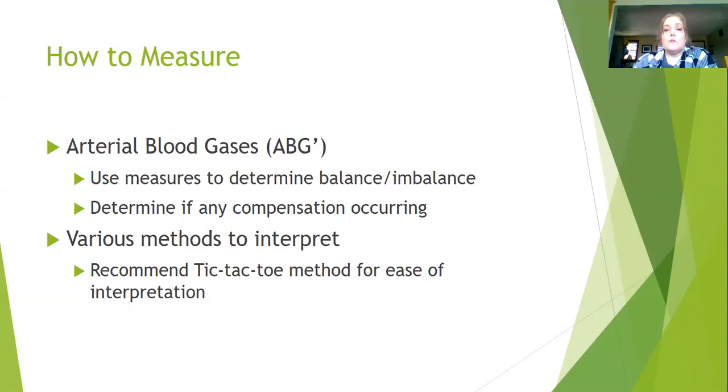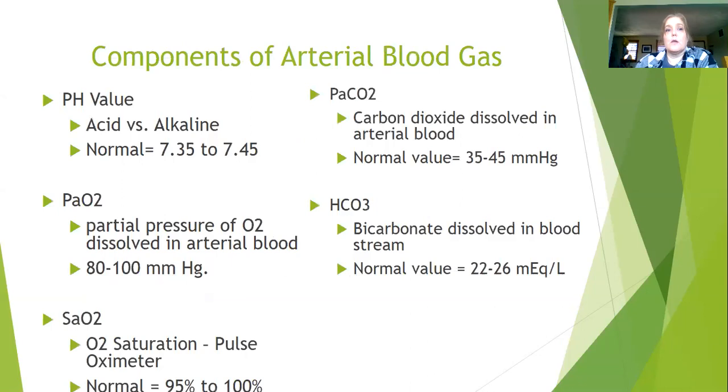So if you do look for other videos, look for ones about the tic-tac-toe method, because that will be consistent with how we're going to teach it to you. All right, so normal value ranges. The most important ones that you need to take away in order to interpret the ABG through the tic-tac-toe method are going to be the pH level, the CO2 level, and the bicarb.